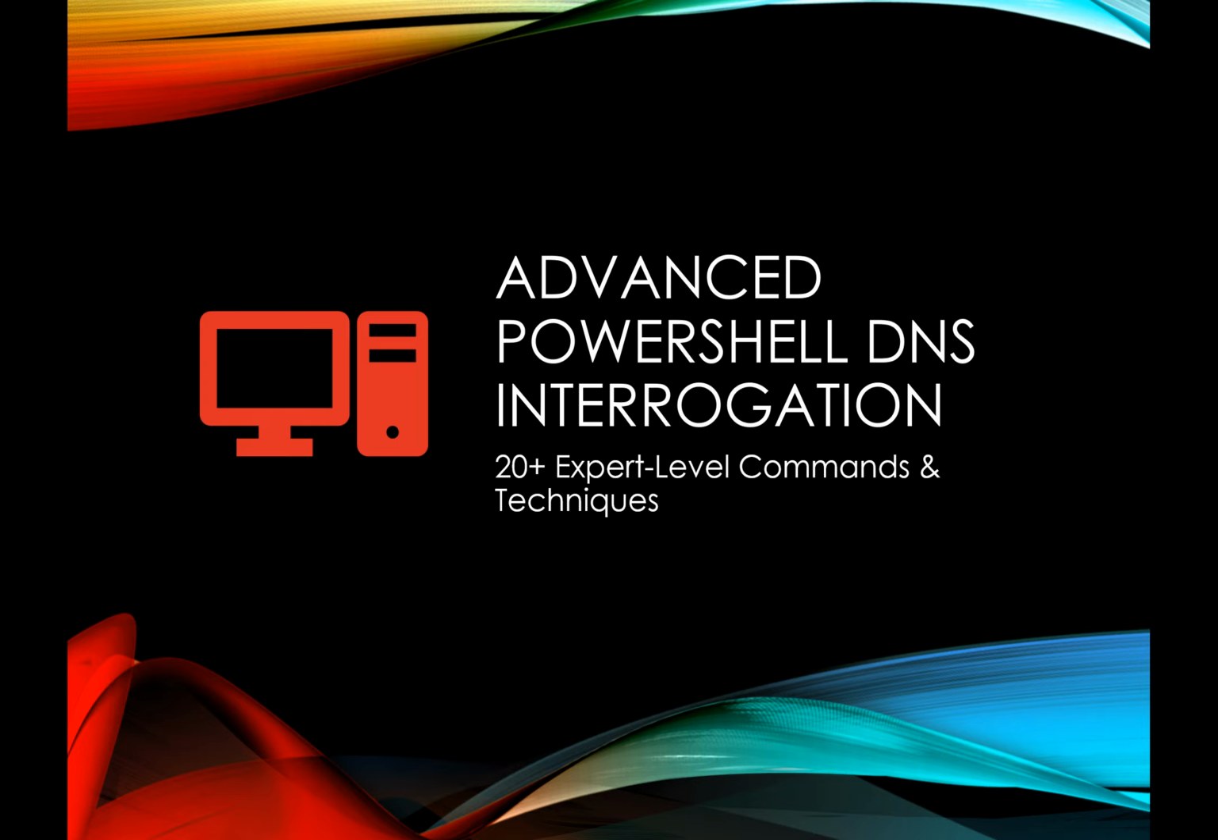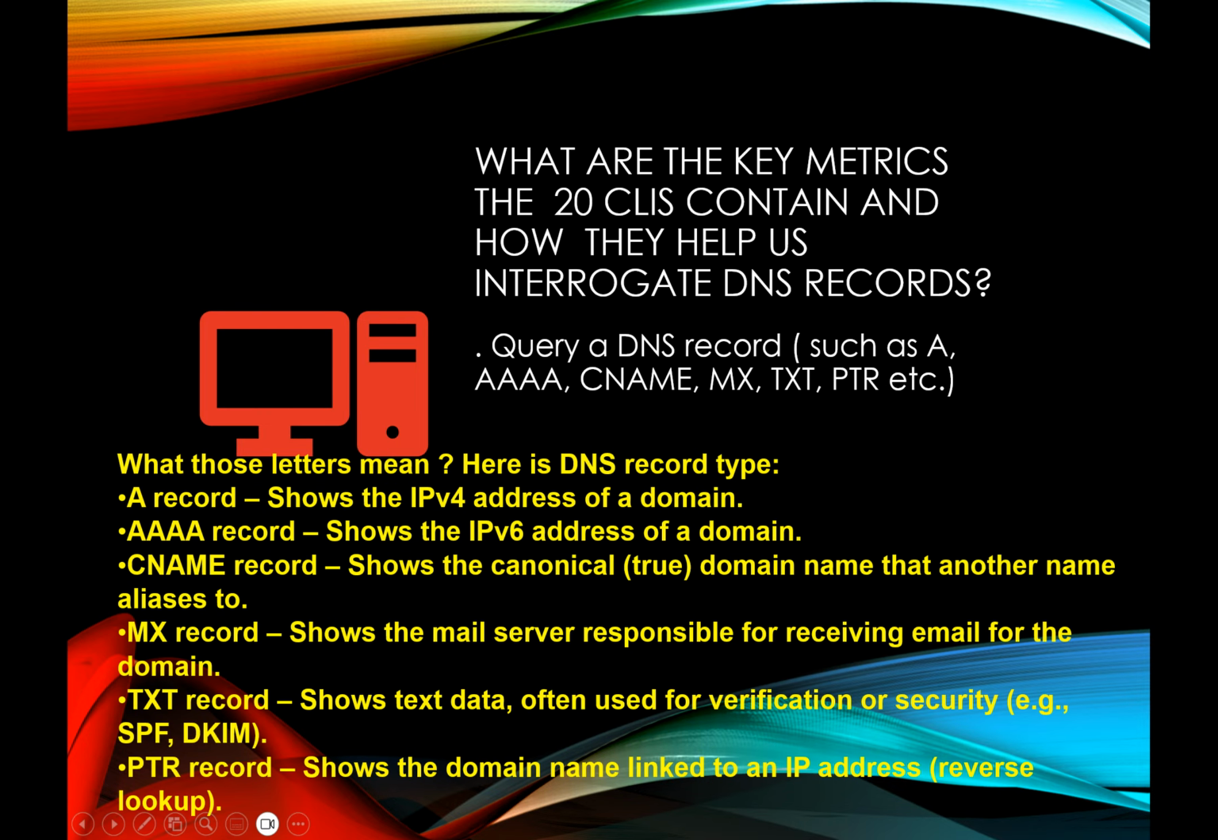Okay, so advanced PowerShell DNS interrogation, 20 expert level commands and techniques. What are the key metrics the 20 CLI commands contain and how do they help us interrogate DNS records? Here, as you can see, we can query DNS records such as A record, AAAA record, CNAME record, MX record, TXT record, pointer record, or PTR record, and so on.